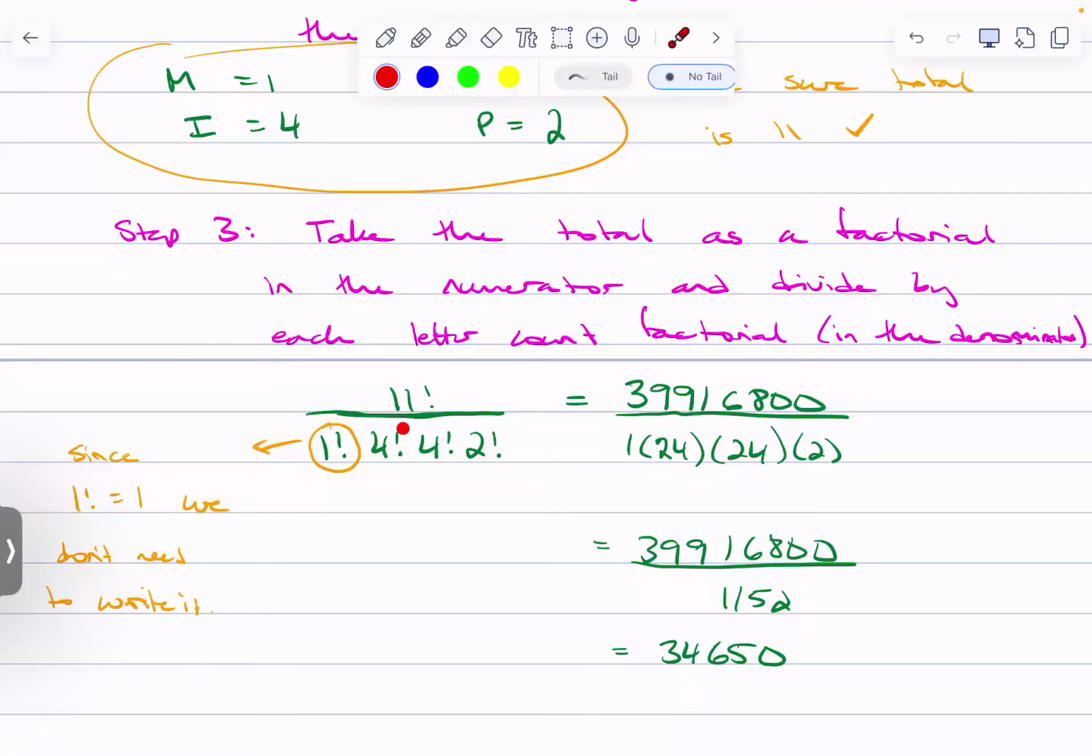I think once you see, okay, I take my total number factorial and then I divide by however many repeats I have, factorial. I kind of divide them out.